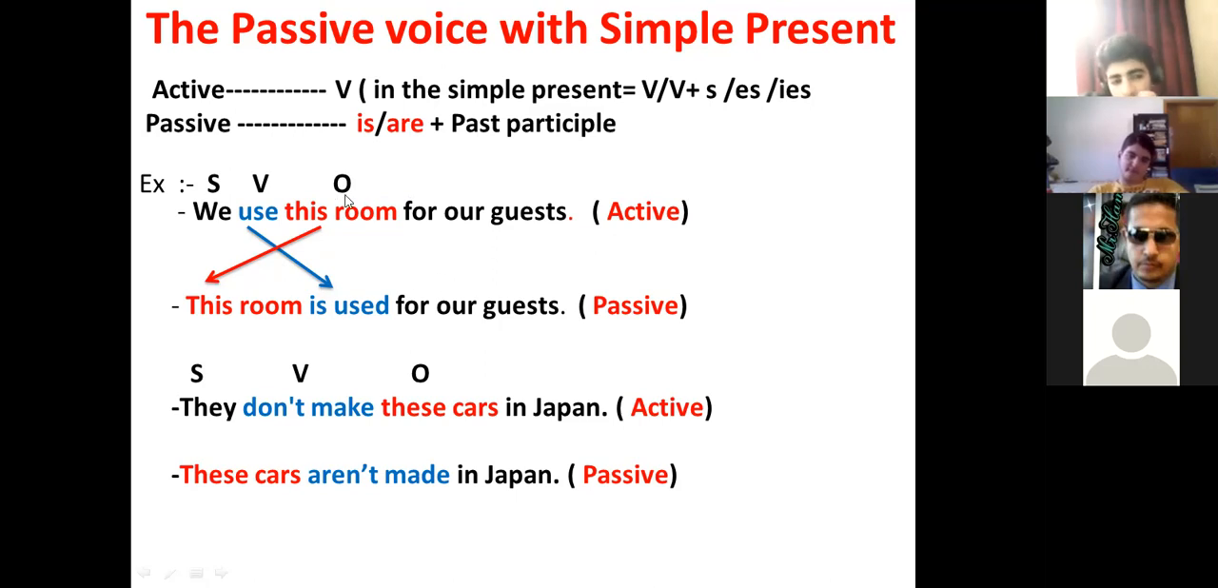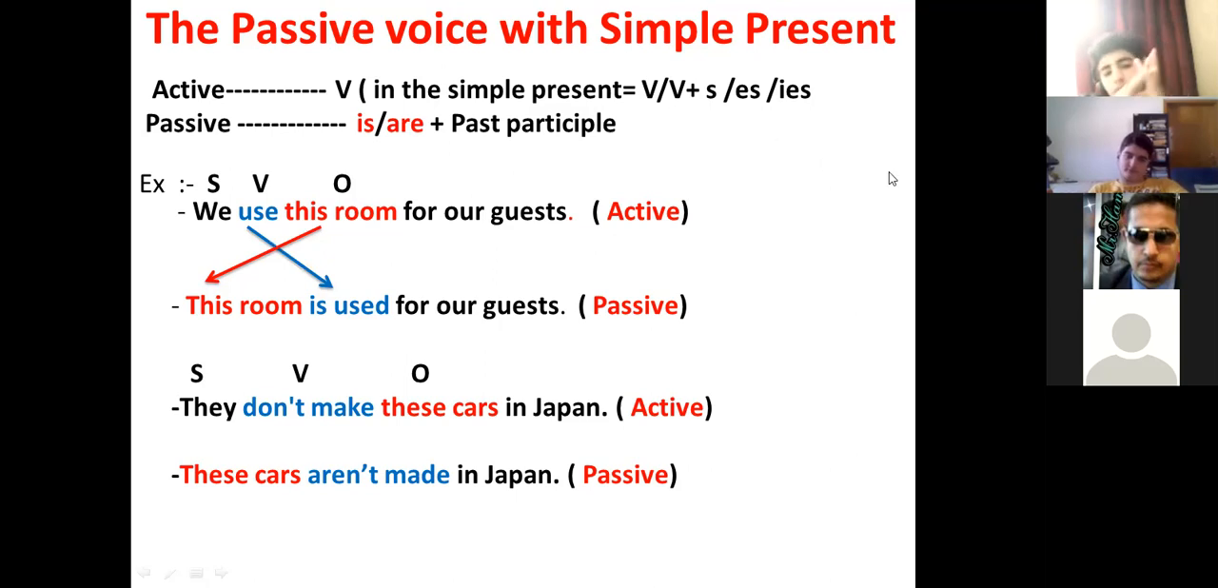So we start with number three, the object, then number two, the verb, change it to the form in the passive voice, is or are plus past participle. Then we are supposed to use number one as by us, but I think there is no need because the subject here is unknown to us. We don't know who did this thing. We said we, but there is no name. Okay. Who can explain the second one?